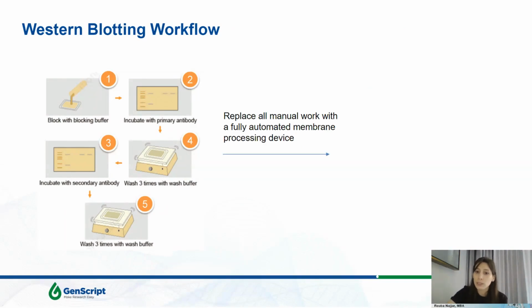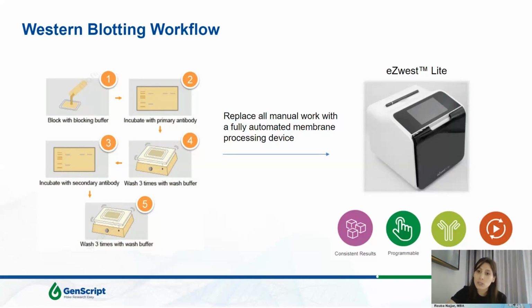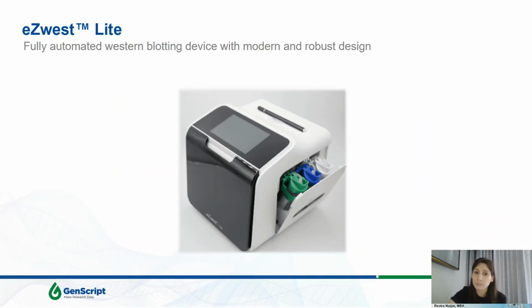We also have a Western blotting workflow that is completely automated using the Easy West Light. What's really nice about the Easy West Light is that it does the blocking, the incubation with the primary and the secondary antibodies, and all of the washes in between. I think that most people that have done any kind of Western or staining or transfer would agree that this is probably the most tedious, most labor-intensive step in the process because of all the washes and all the additional steps that you have to do in between. So this is completely automated and it can do two membranes at a time.